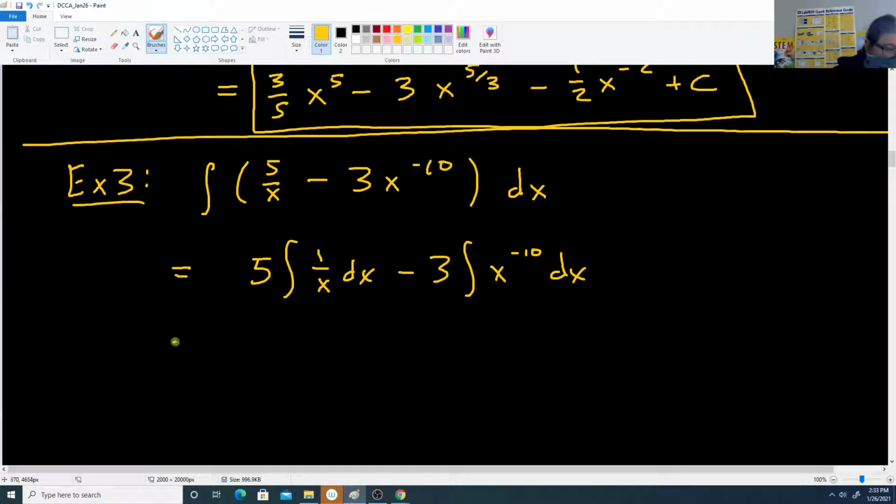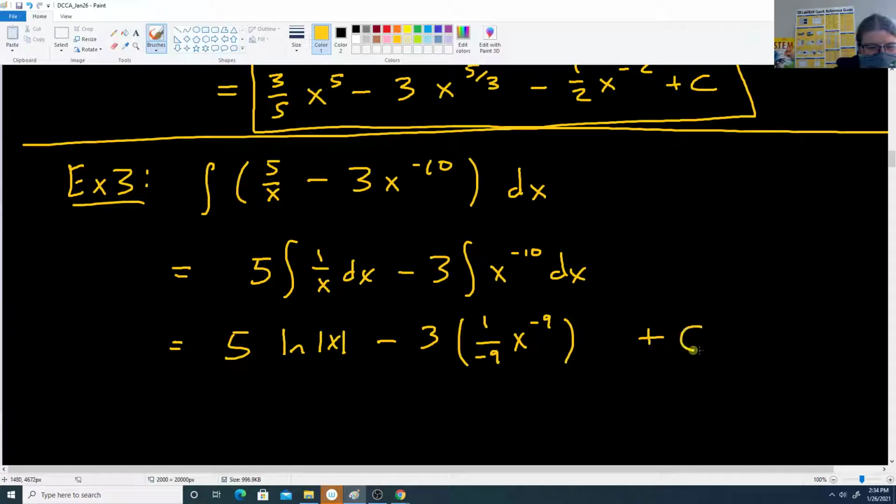So when I go to deal with the integral of 1 over x, we saw that that was natural log of absolute value of x. We have minus 3 times the integral of x to the -10. That would be, let's see, that's x to the -9. And then we have a 1 over -9. So when the -9 comes down, it cancels out and you get to -10. We have the plus constant out there.